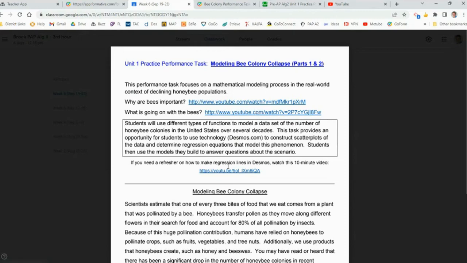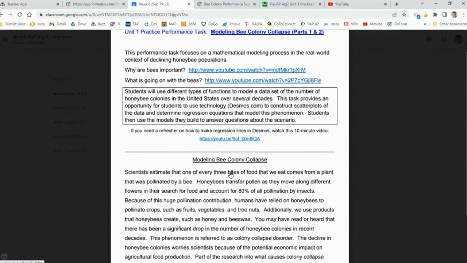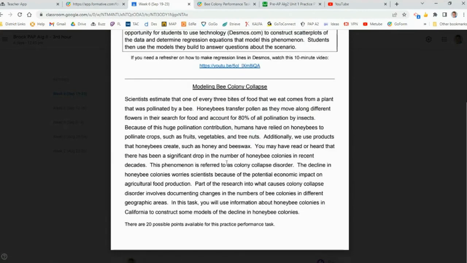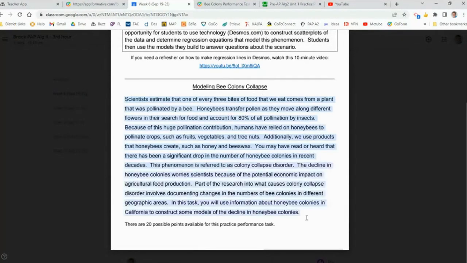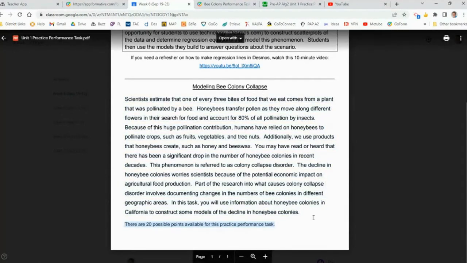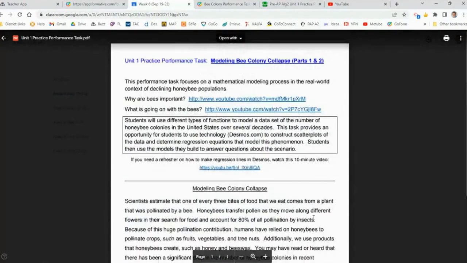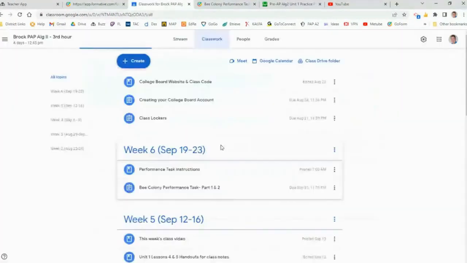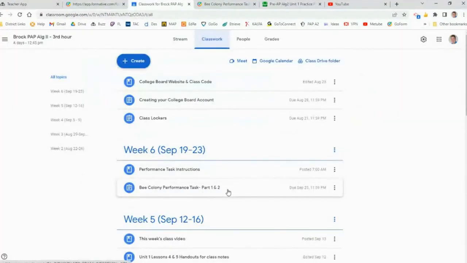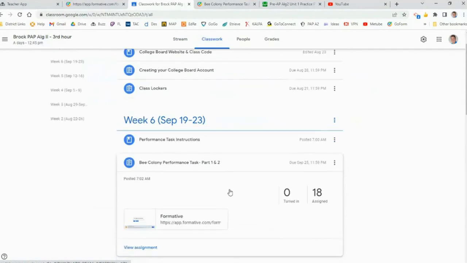If you need a refresher on how to make the regression lines in Desmos, this is here in your instructions also, so you can click on that video and get that. But here is information, modeling the bee colony collapse. This talks about what's going on, and it says there's 20 points available for this. So this is the one-page instructions with a few videos that you can watch. After that, you go to the bee colony, and this is parts 1 and 2. Part 1 is using the data as it is. Part 2 is splitting it into two pieces of data.